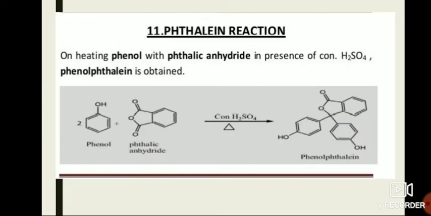Next one, phthalein reaction. Phenol reacts with phthalic anhydride in the presence of concentrated sulfuric acid and heating. On heating phenol with phthalic anhydride in the presence of concentrated sulfuric acid, phenolphthalein is obtained.